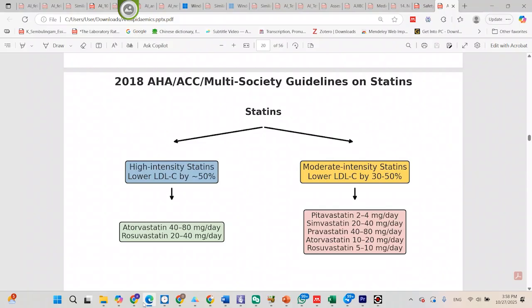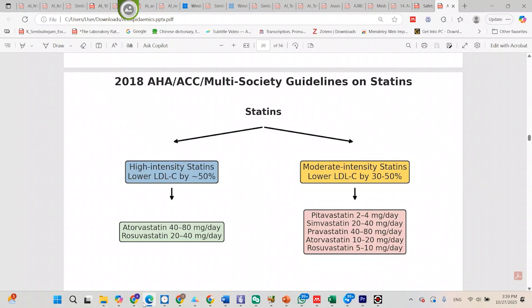We have, let's say, three: high intensity, low intensity, or moderate intensity. And this all depends on the dose. High intensity will reduce low density lipoprotein cholesterol by approximately 50%, while moderate intensity or low intensity will reduce by, let's say, 30 to 50%. So it depends on dose.